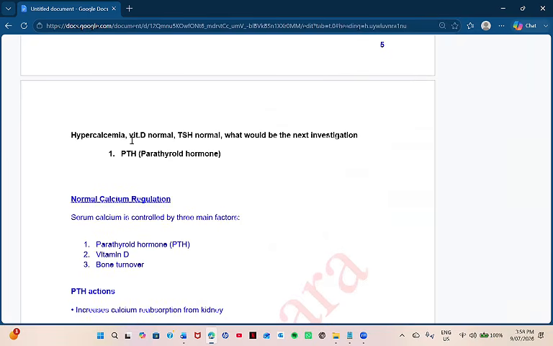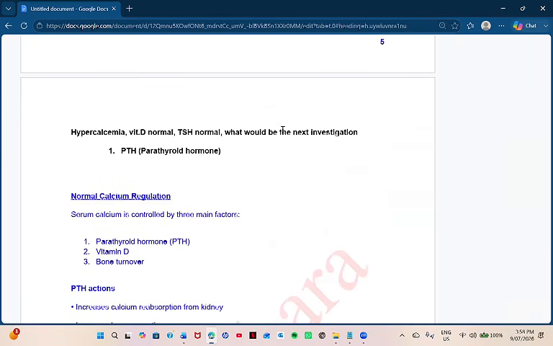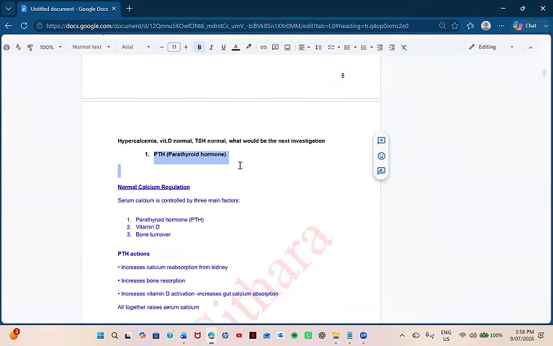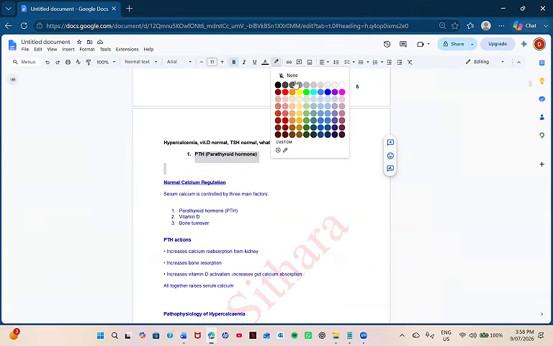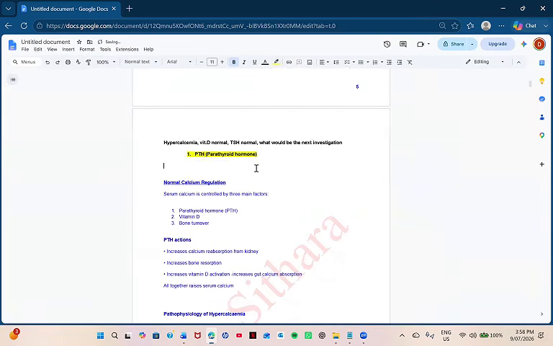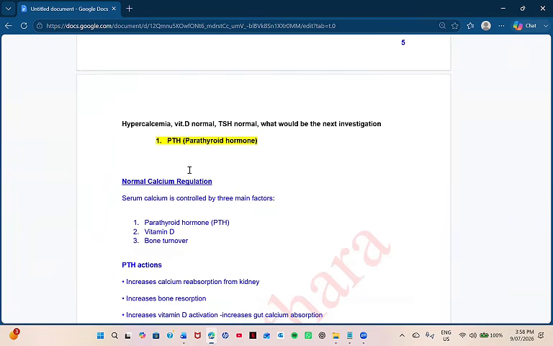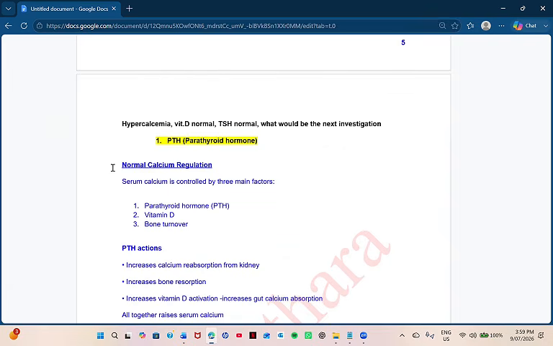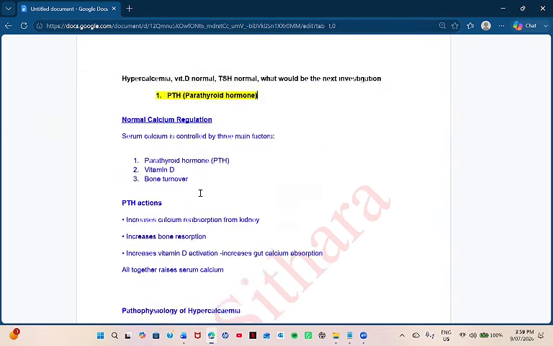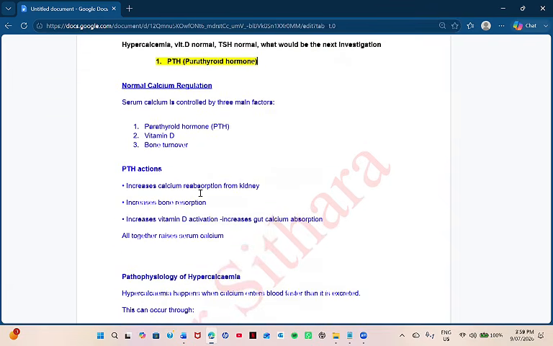Here the hypercalcemia, vitamin D normal, TSH normal. What should be the next investigation? So you already found hypercalcemia, then you have to get an idea about whether it is parathormone dependent or independent, because you have to understand if it is due to the adenoma or not, right? Then if it is dependent, you can do the further test for the parathyroid adenoma, right? So we have that question answered because in May also they asked that question.